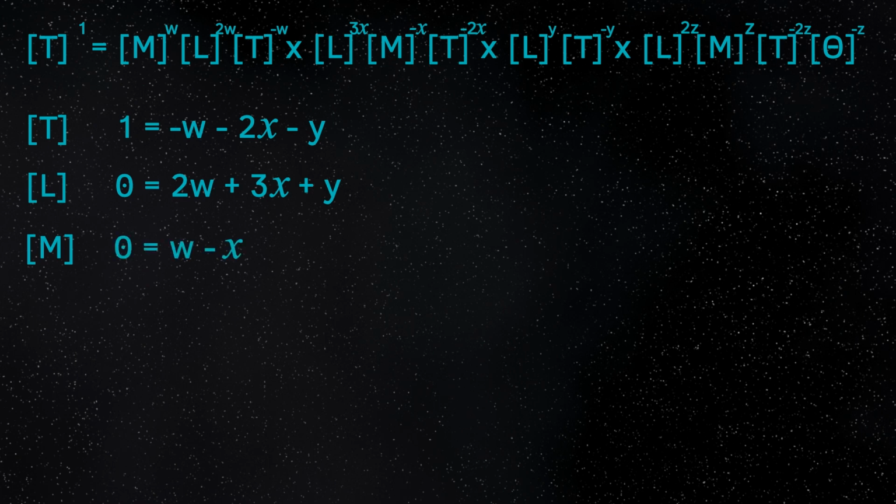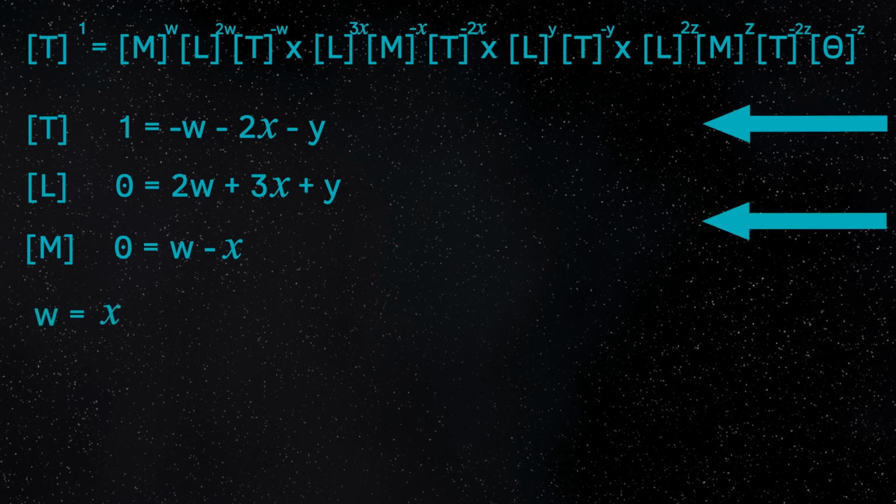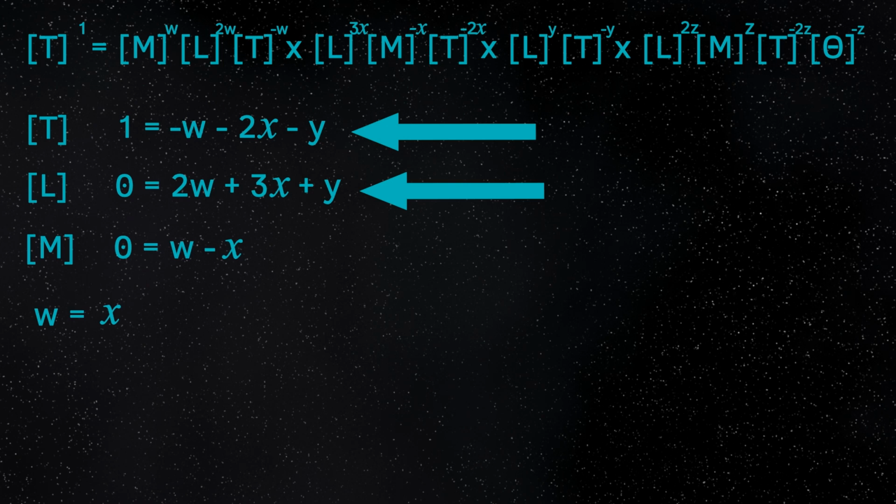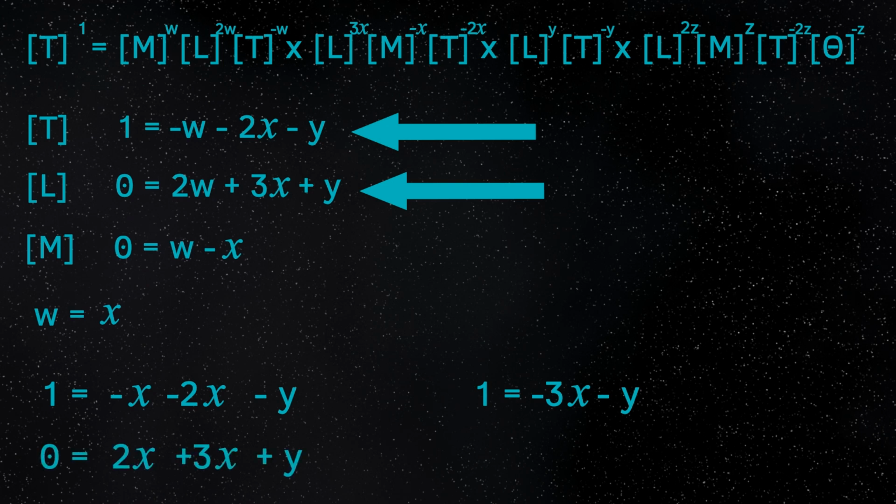From this last equation here, we can see that w equals x. And we can substitute this into the t and L equations. And it gives us, therefore, 1 equals minus x minus 2x minus y. So this means 1 equals minus 3x minus y. And also 0 equals 2x plus 3x plus y. So 0 equals 5x plus y.